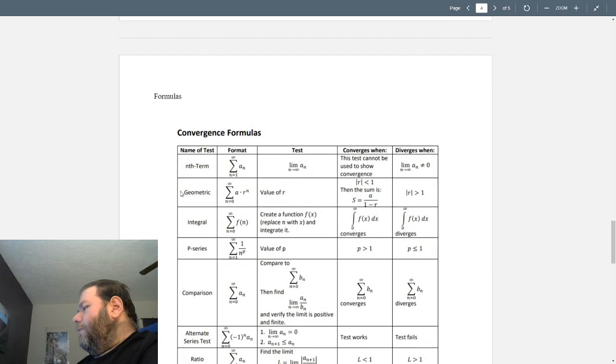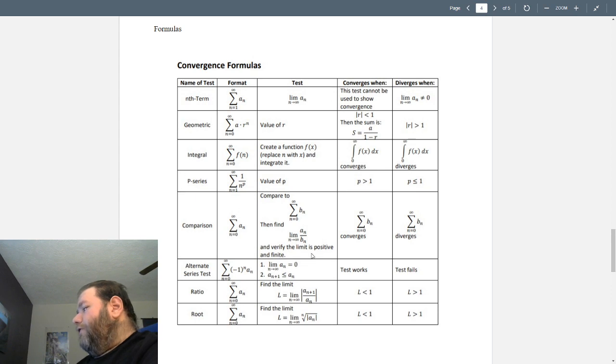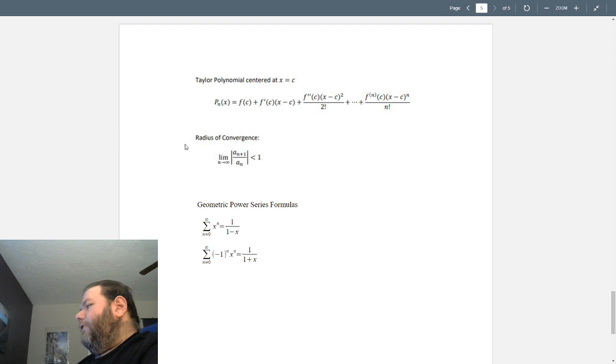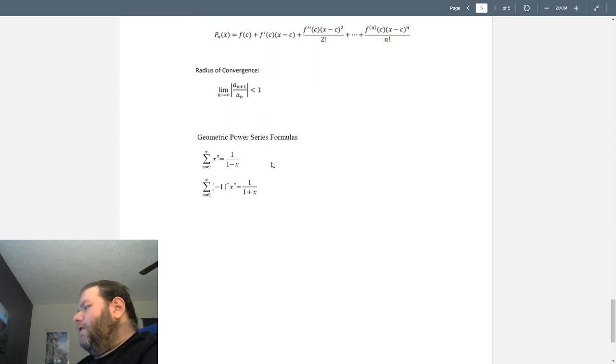And then, of course, the formulas, convergence formulas, all of those, but then also Taylor polynomials, radius of convergence for power series. And I probably should expand that a little bit. And then the geometric power series formulas, I'll expand those too. So I'll fix that on the test, what I've not gotten correct here. So I apologize for that.